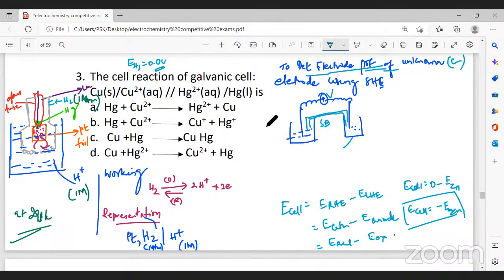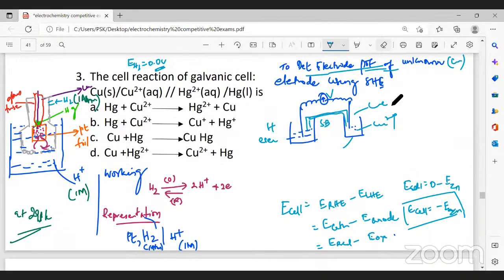See what happens. The left side becomes the hydrogen electrode, and this becomes the copper electrode. So the hydrogen electrode is placed on the left-hand side and the copper electrode is placed on the right-hand side. In case of copper, remember this. Now, what will be E cell? The equation is the same.